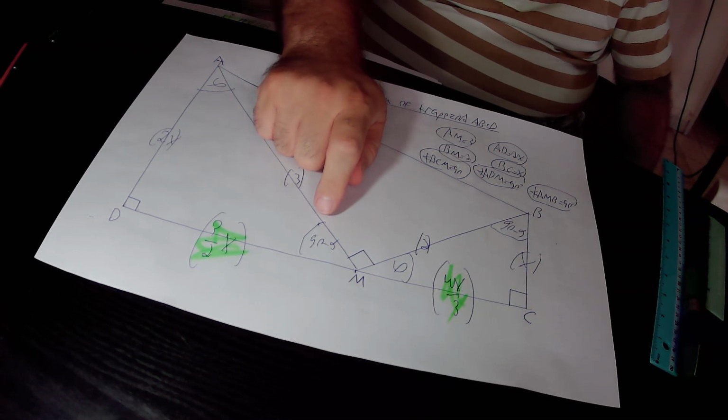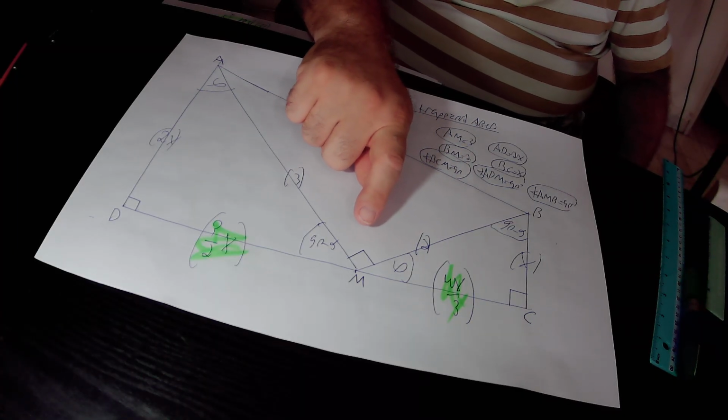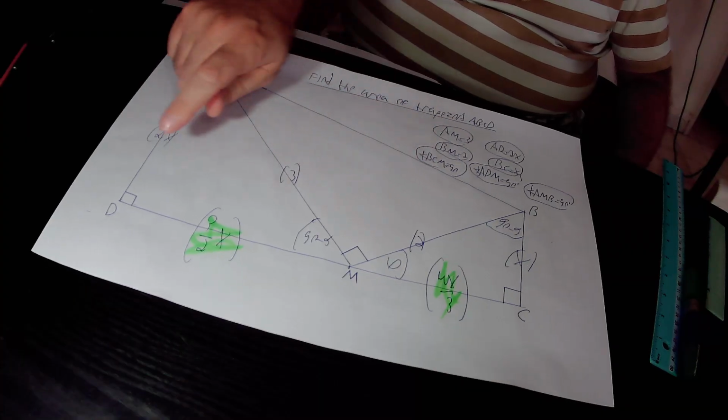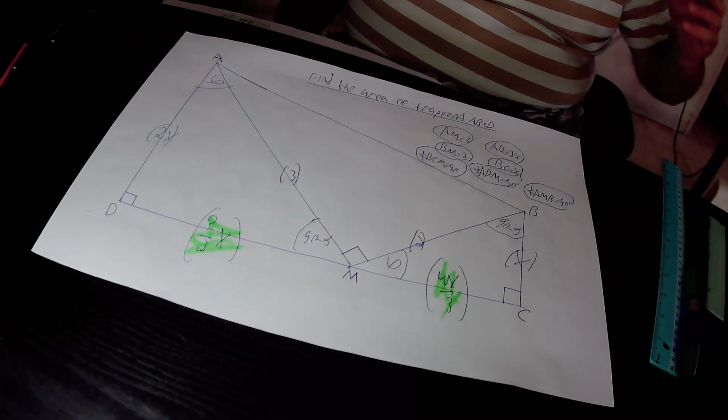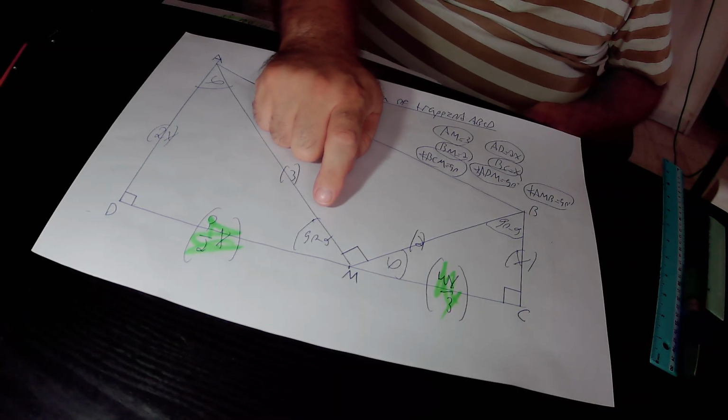Why? Because 90 degrees minus alpha plus alpha is 90 degrees. 90 degrees plus 90 degrees is equal to 180 degrees. It is the sum of the angles on the upper side of DC at point M, according to rule 3. Therefore, this missing angle must be equal to 90 degrees minus alpha.